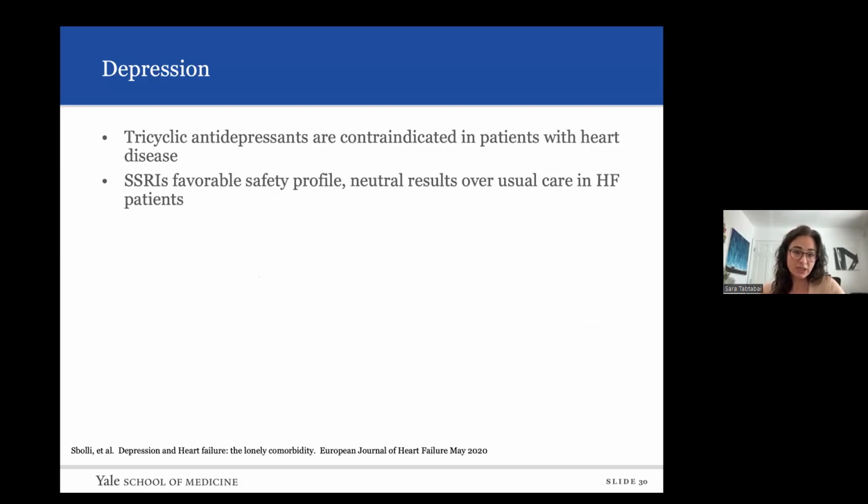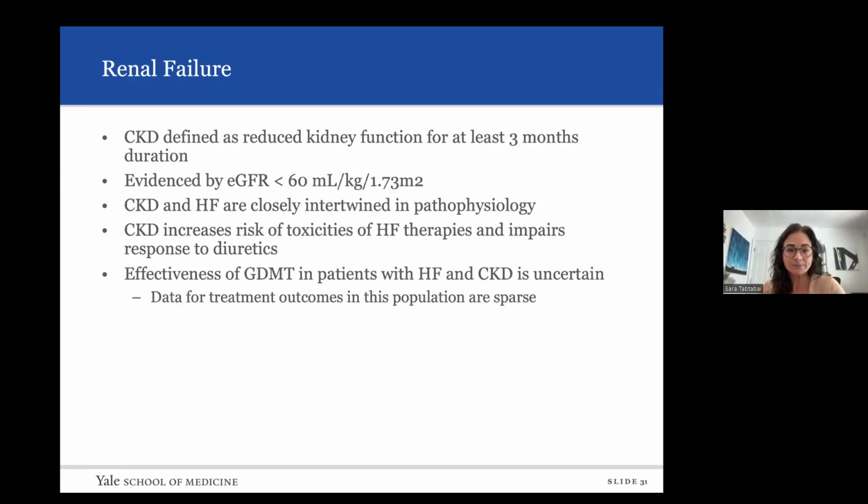As far as medication, tricyclic antidepressants are not indicated or contraindicated in patients that have heart disease in general. And SSRIs, interestingly, even though they have a favorable safety profile in heart failure patients, the results are pretty neutral over usual care in patients with heart failure. So really thinking about the other non-pharmacologic measures in addition, potentially.